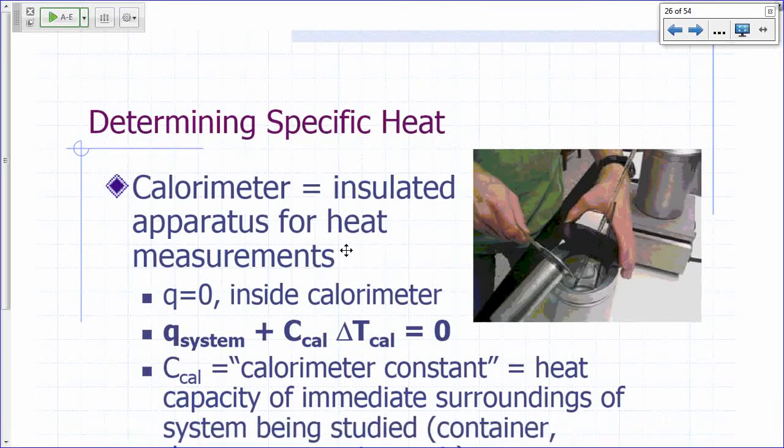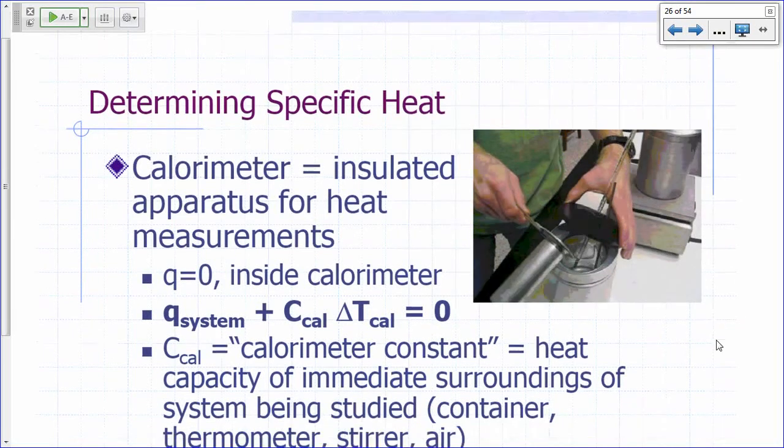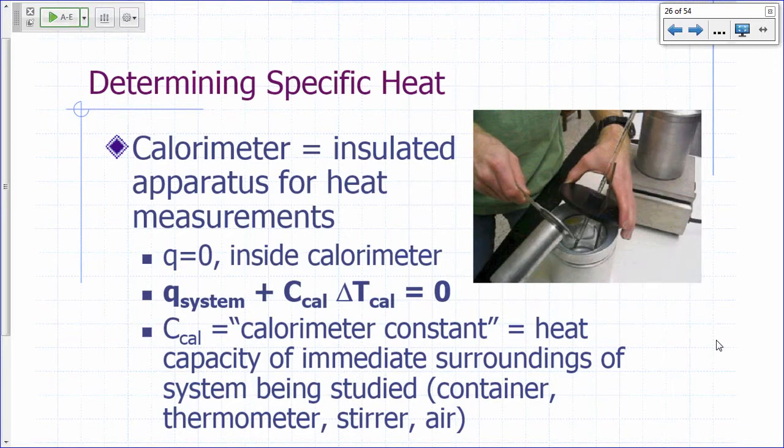How do you determine specific heat? What you can do is mix something hot and something cold in an insulated container called a calorimeter. So here's a picture of a calorimeter. This is an experiment where you put water inside. So you have water inside.